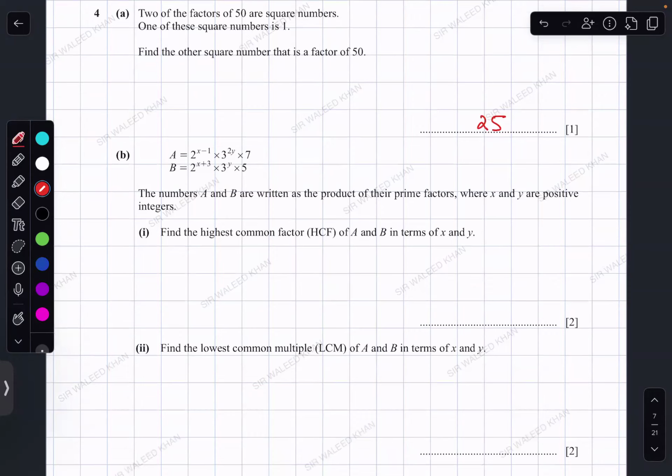The numbers A and B are written as a product of their prime factors where X and Y are positive integers. They are not negative integers. Find the highest common factor of A and B in terms of X and Y.